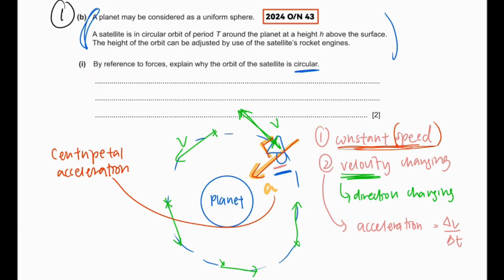This centripetal acceleration is directed towards the center of the circular path. Since the satellite is moving in a circular path, the acceleration experienced by the satellite is known as centripetal acceleration. Where does the centripetal acceleration come from? It comes from centripetal force. And where does the centripetal force come from? It actually comes from gravitational force.